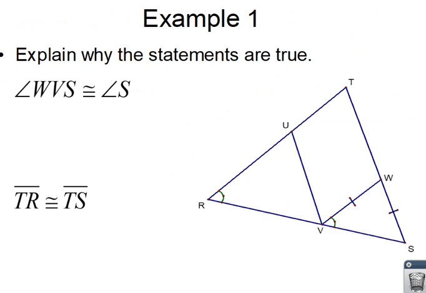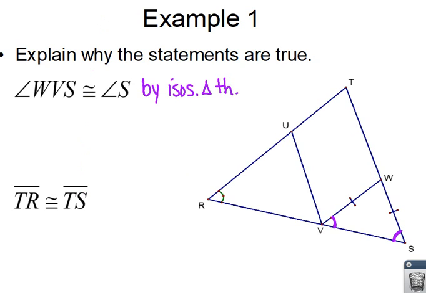All right, so let's look at this. I give you this triangle. It's got some marks on it. Those are important marks. I want to know why these two statements are true. So on the first one it says angle WVS is congruent to angle S. So why is this angle congruent to this angle? If we look in this little triangle right here, it already had sides congruent, so that makes the angles congruent. This is by the isosceles triangle theorem. And that is how you abbreviate isosceles triangle theorem.